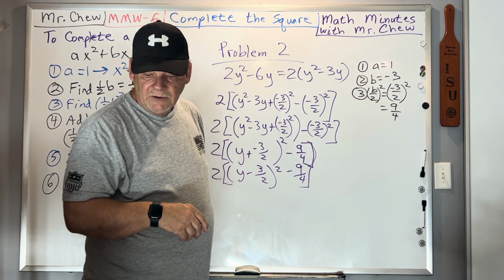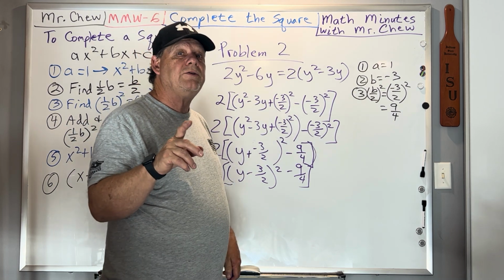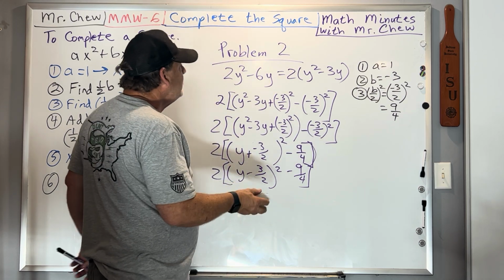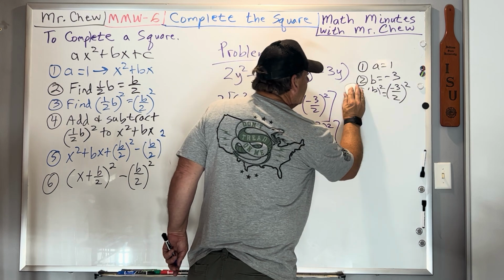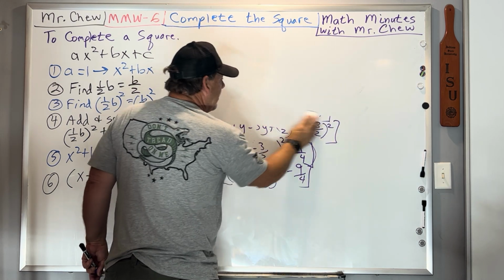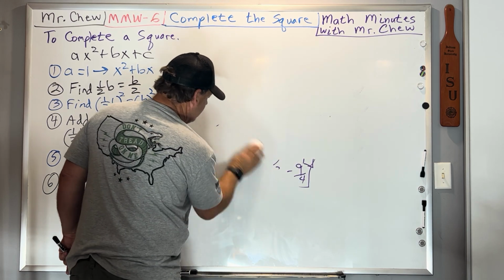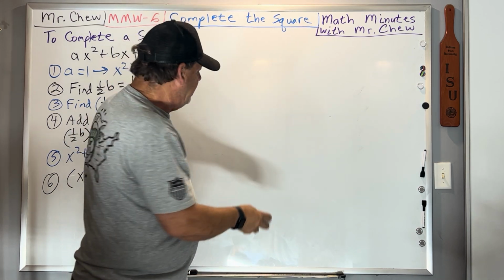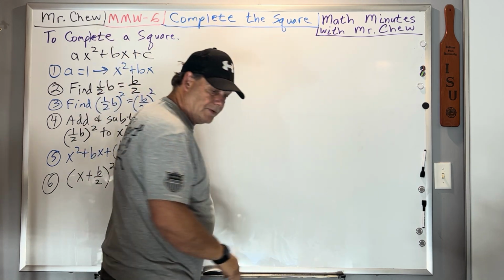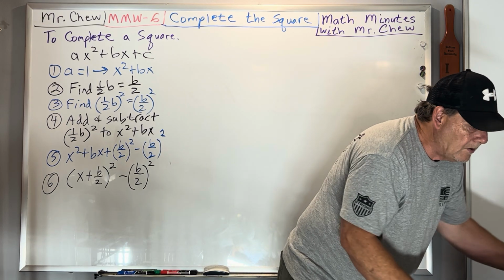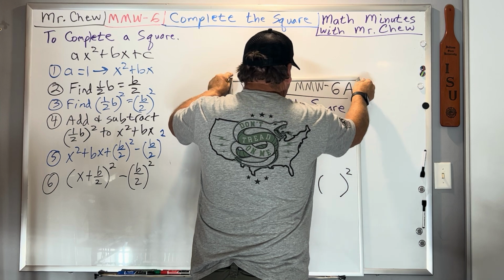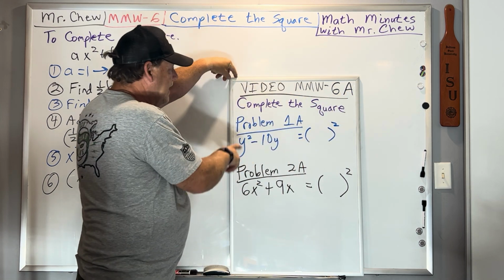All right, so I am going to put you up a couple challenge problems and see if you can try these on your own. I know it's a tough topic and it's hard for students in an algebra class. That's why it took me about, how many minutes? 15 minutes just to explain it. But use all these steps and you'll get it. So the next video is called MMW 6A. Complete the square.